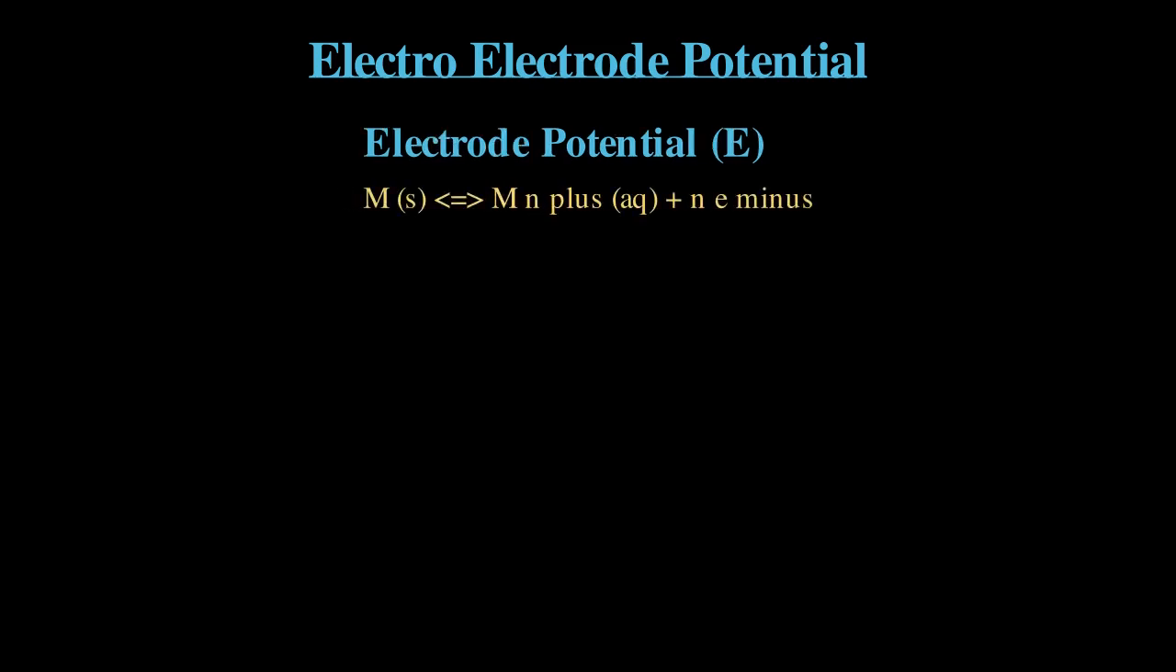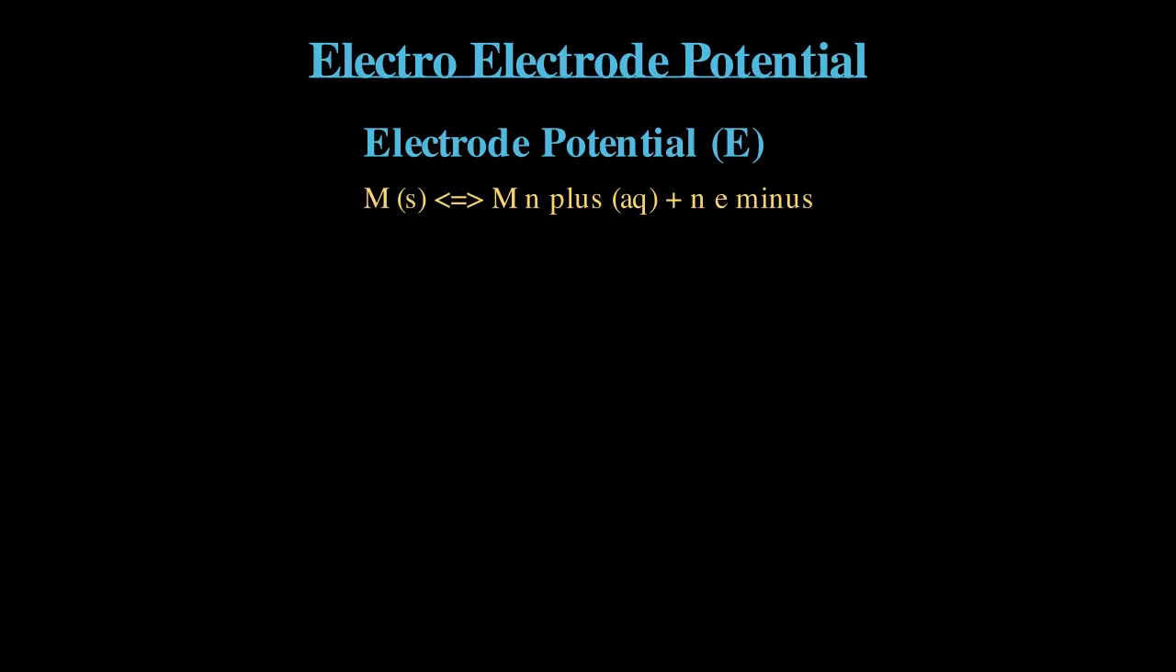Now, let's discuss electrode potential. Simply put, electrode potential is the tendency of an electrode to either gain or lose electrons when it's in contact with a solution of its own ions. Imagine dipping a metal rod, like zinc, into a solution of its salt, like zinc sulfate. An equilibrium is set up at the surface between the solid metal atoms and the metal ions in the solution. The potential difference developed at this interface is called the electrode potential.